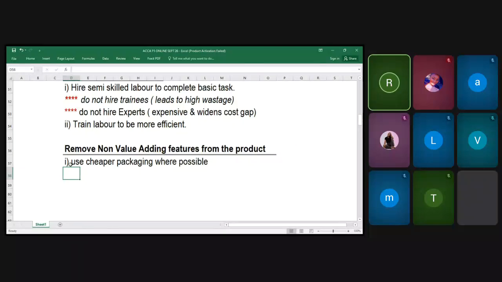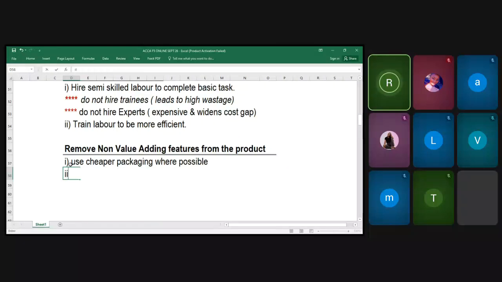But with some products, for example, if we look at electrical gadgets, the refrigerator, the stove, cell phones, laptops, there is no need for you to use a very expensive packaging. You can just use very, very cheap plastic, for example, to package the product. As long as the product is original, the customer will not care.